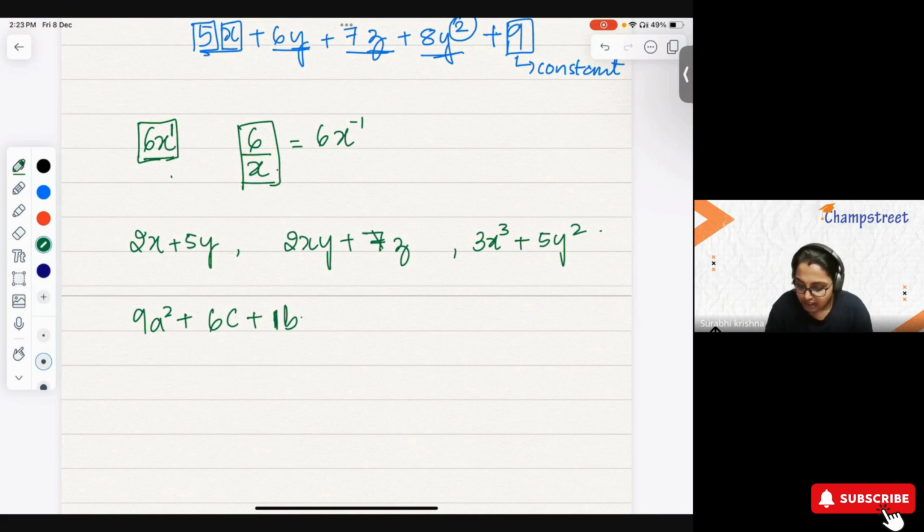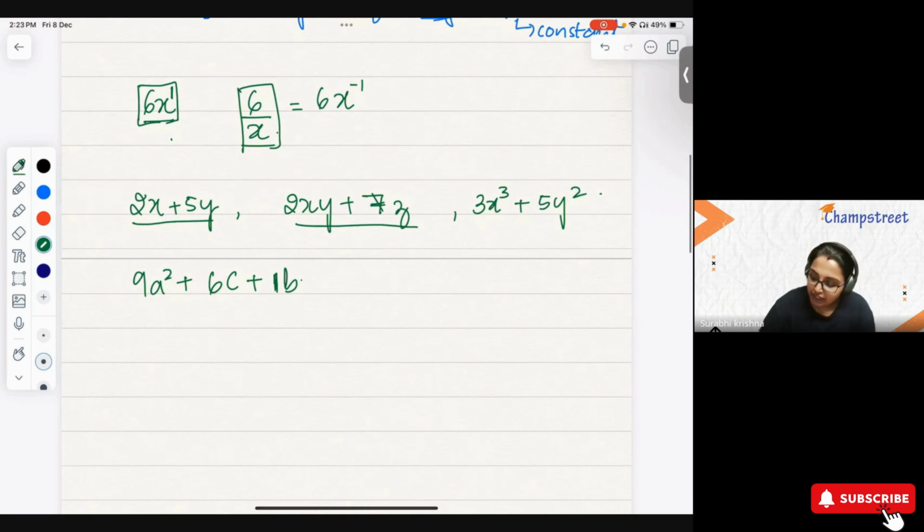So in the first, we see that there are two terms, two variables. In the second, we see there are three variables and two terms. That means there are two variables in one single term. Can this happen? Yes, of course it can happen. There's no rule which says one term should contain only one variable. It again depends on what kind of equation we are dealing with, right?